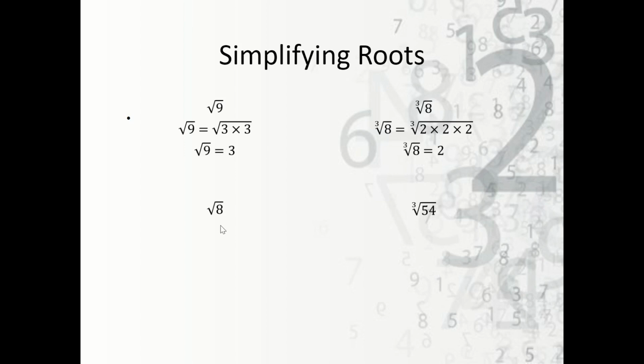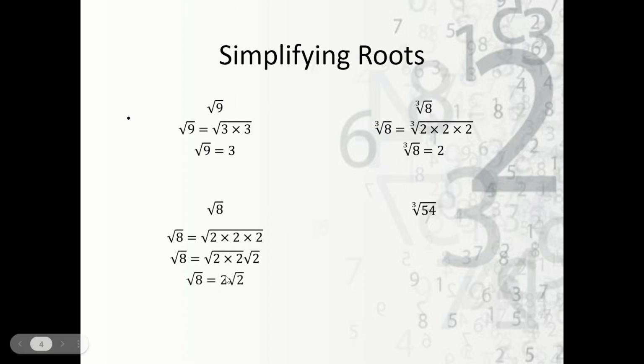Now what happens if it's not a perfect square or perfect cube or whatever we're looking for? For instance, the square root of 8 is not a perfect square. Well, we can see that it is 2 times 2 times 2, right? So we do have this first part in common. This is 2 squared times 2. So we can pull that 2 out from the 2 squared, and we're left with 2 square root of 2.